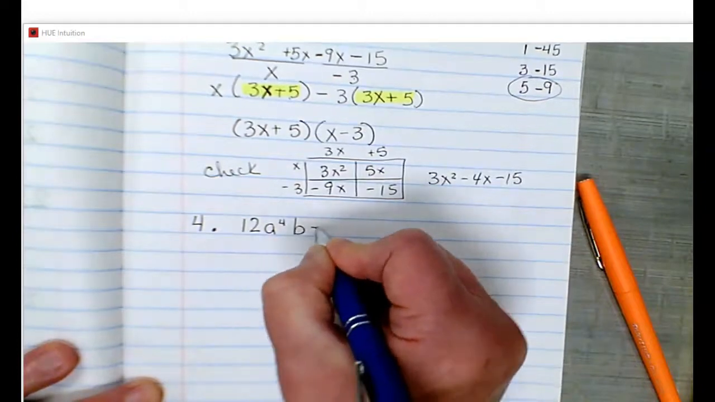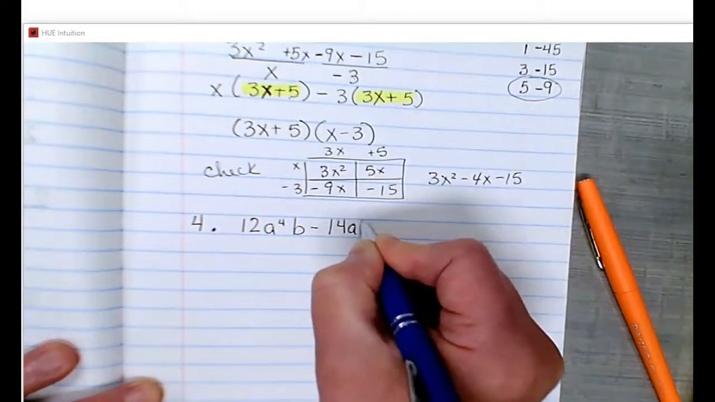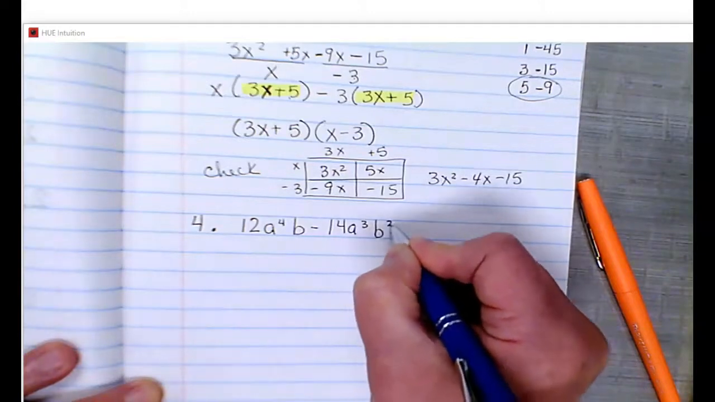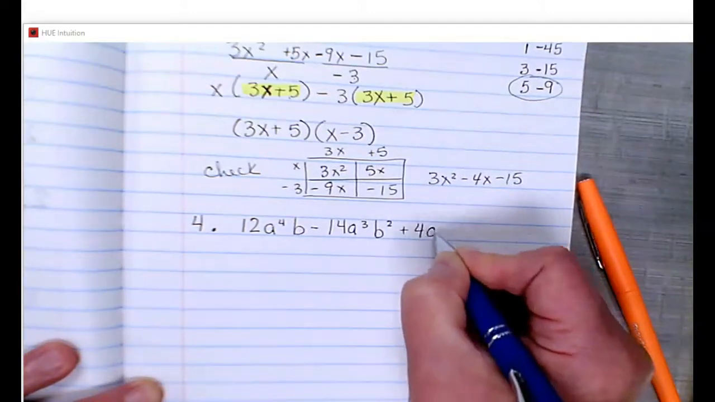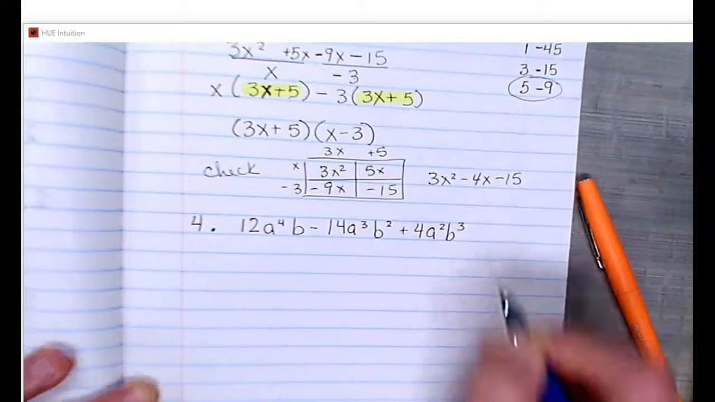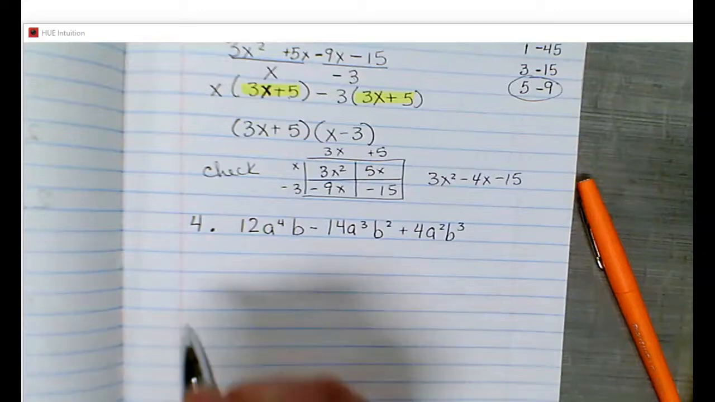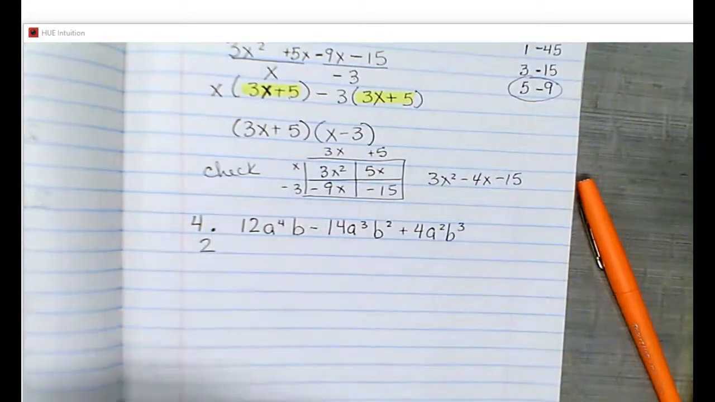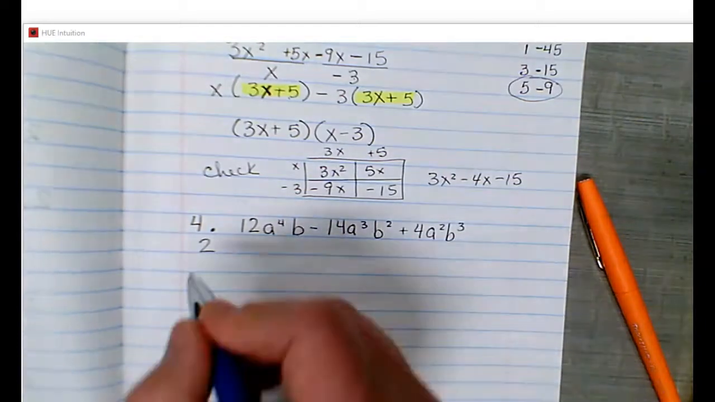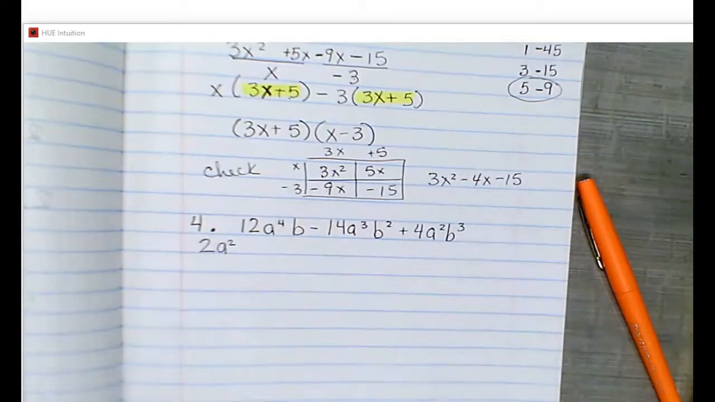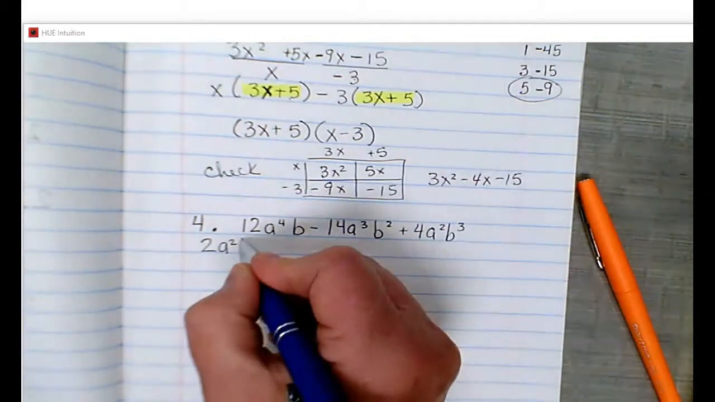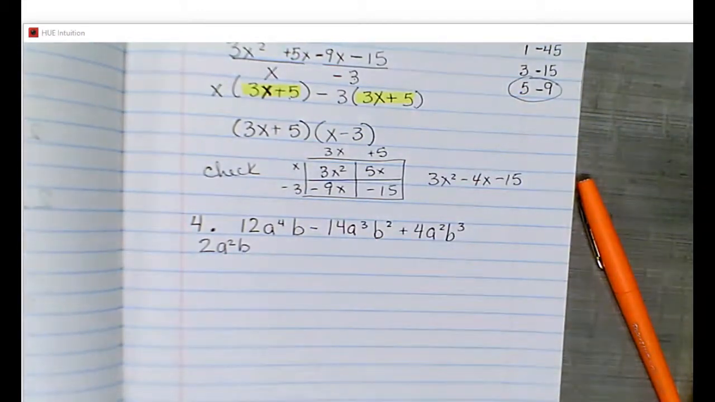12a to the 4th b minus 14a to the 3rd b squared plus 4a squared b to the 3rd. First things first. Do you remember the first thing? GCF. 12, 14, and 4. What's the GCF going to be? They all have at least an a squared or bigger. They all have at least a b or bigger.